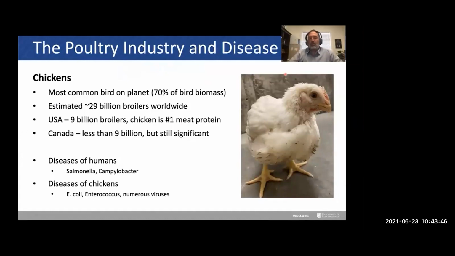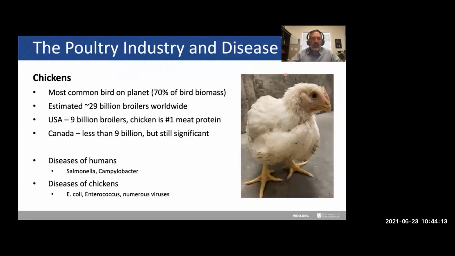Chickens are obviously the most common bird on the planet, thought to represent 70% of bird biomass. And there are an estimated 29 billion broilers worldwide, which is truly an astounding number. I couldn't believe it when I read that. In the US, the industry consists of about 9 billion broilers, and chicken is the #1 meat protein consumed by Americans. And in Canada, the number of broilers is obviously less than 9 billion, but it's still significant.